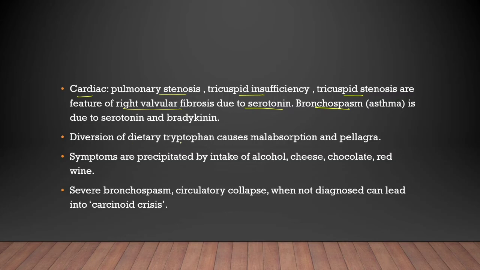Diversion of dietary tryptophan causes malabsorption and pellagra. And these symptoms are usually precipitated by intake of alcohol, cheese, chocolate or red wine. Severe bronchospasm and circulatory collapse, when not diagnosed, can lead to carcinoid crisis.